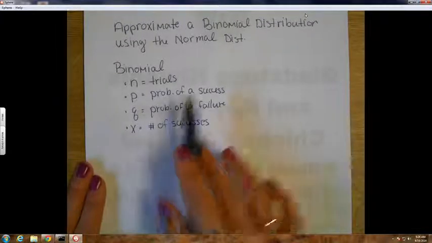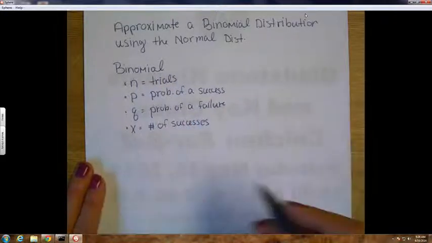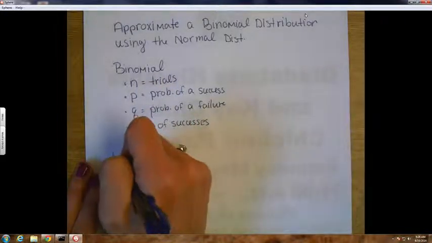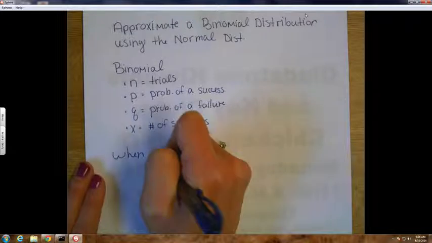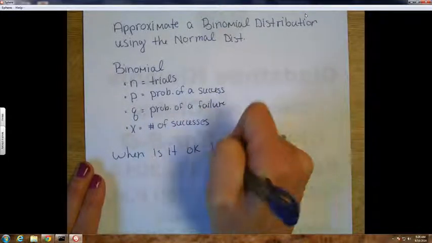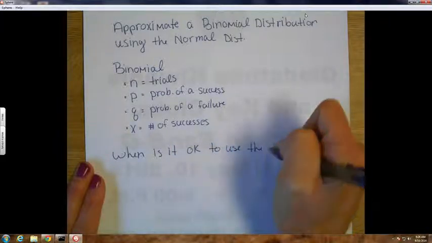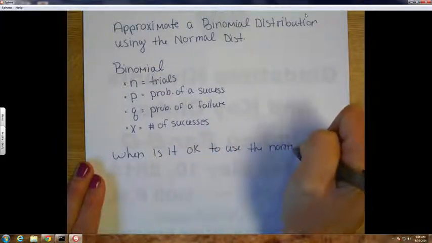And can you always use the normal to approximate a binomial? No. So the first thing we have to do is decide, when is it okay to use the normal for the binomial?